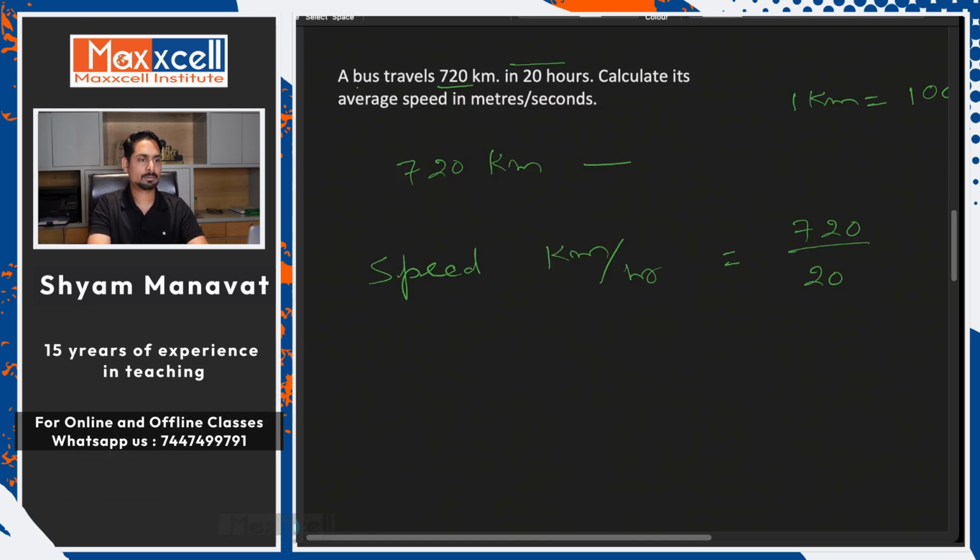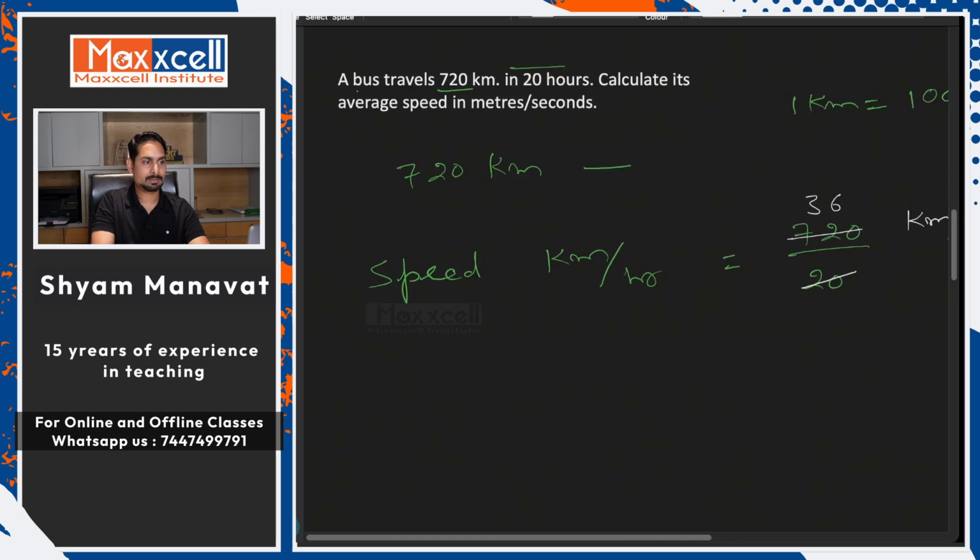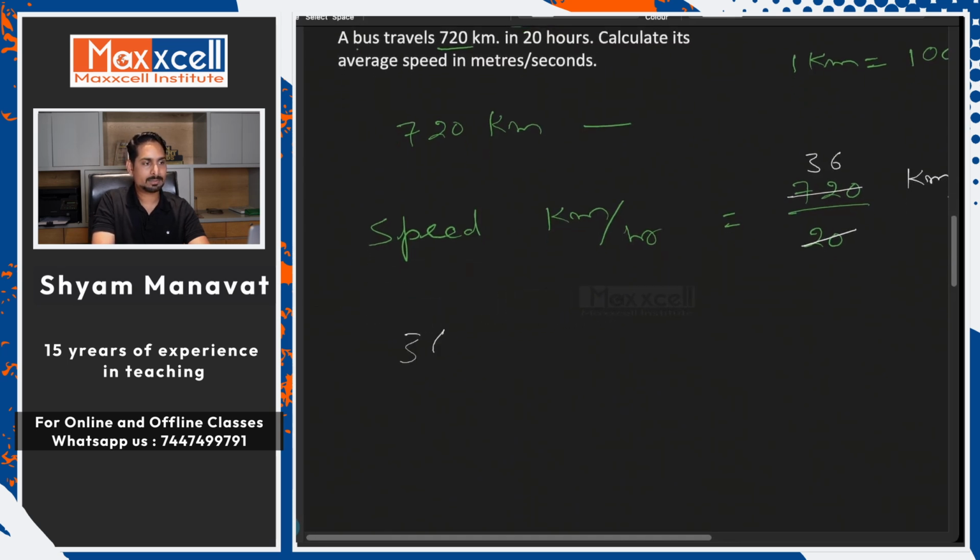Okay, so if you simplify, what will you get? 20 ones are 20, 20 3s are 60, then 6 are 120. So you will get 36 kilometers per hour, right? That's the speed.